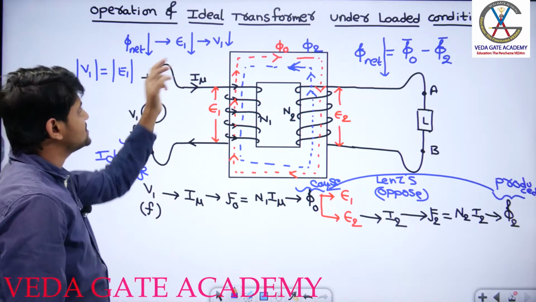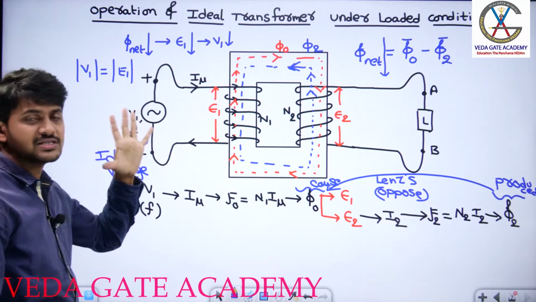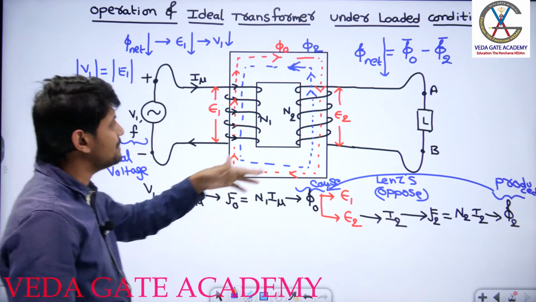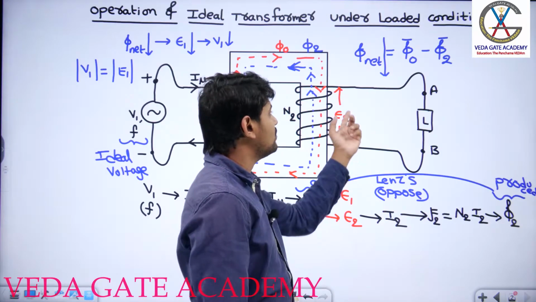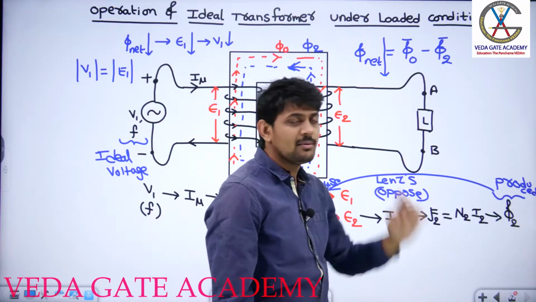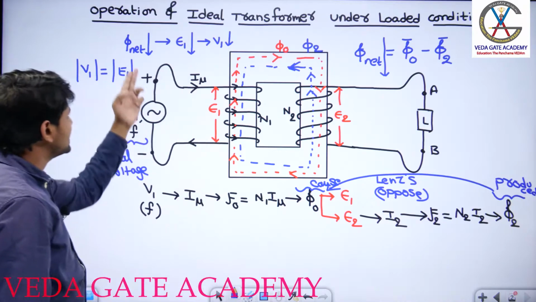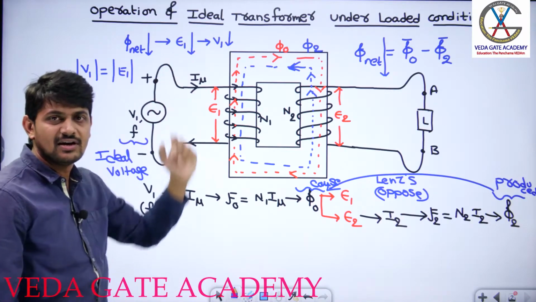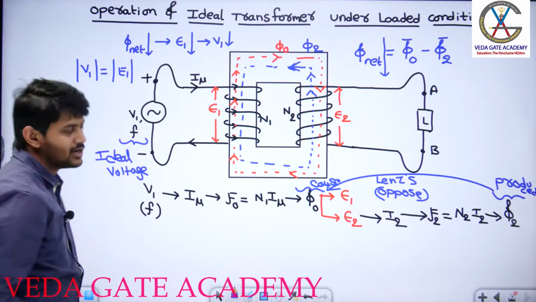As E1 starts decreasing, why does E1 start decreasing? Because my net flux is decreasing. Why is my net flux decreasing? Because the moment I connect a load across the secondary winding of the transformer, I get phi2, which will try to oppose phi naught. So net flux decreases. As net flux decreases, E1 decreases. As E1 decreases, V1 starts decreasing, but that is against the principle, because it is an ideal voltage source.